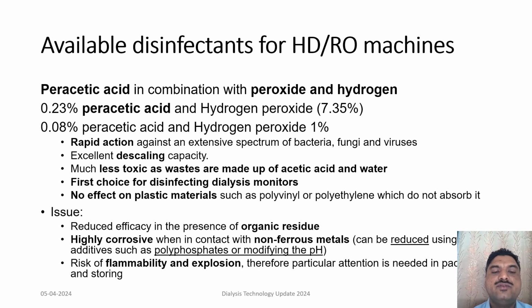It also has no effect on plastic materials such as polyvinyl and polyethylene, which it does not absorb. The issue with peracetic acid is that it has reduced activity or efficacy whenever additional organic residue is present. Also, it is highly corrosive when it comes in contact with non-ferrous materials, but this can be solved by using polysulfates or modifying the pH of the solution. But one more important problem is the flammability and explosion risk with this chemical. So particular attention has to be taken while packing and storing it.